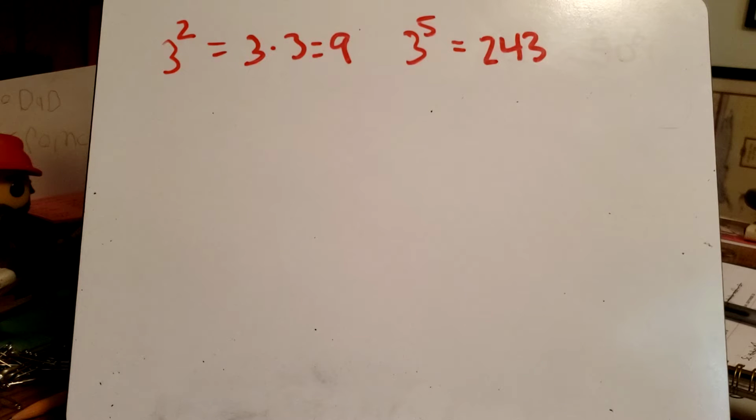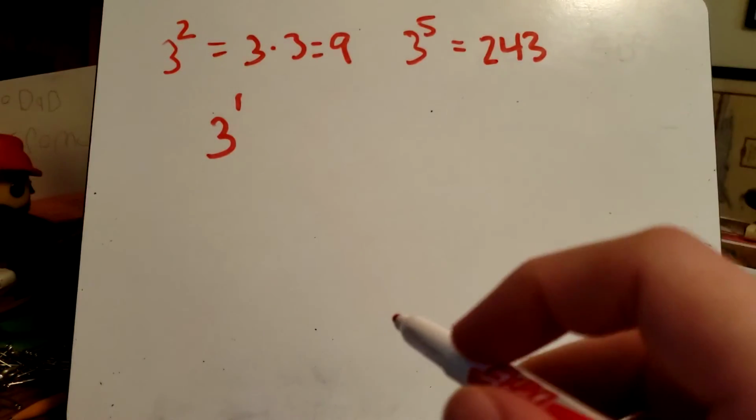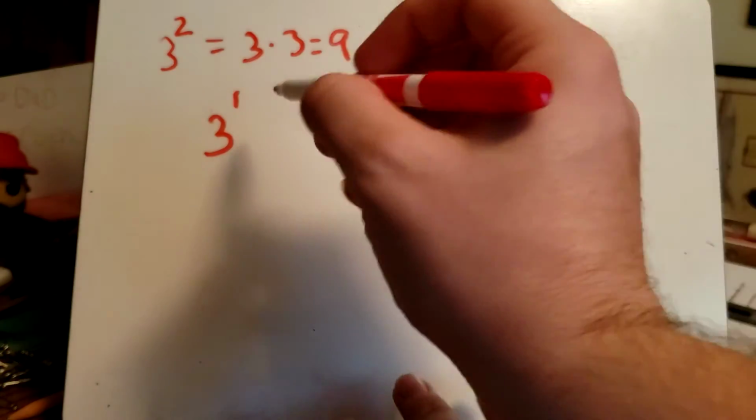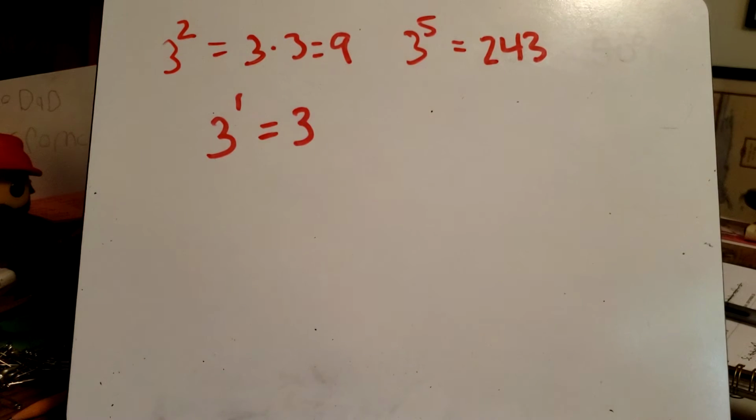The first rule is that anything that has an exponent of 1, so let's say we had 3 to the 1, that's just the number. So 3 to the 1 is 3, and that's called the ones rule. Anything raised to the power of 1 is itself.